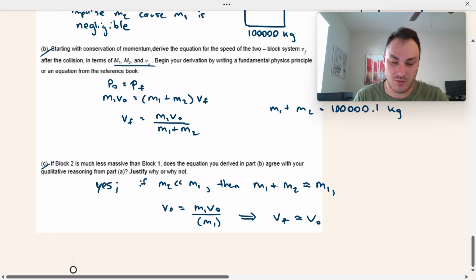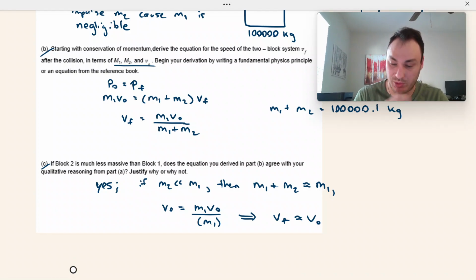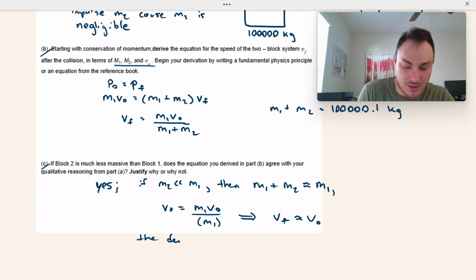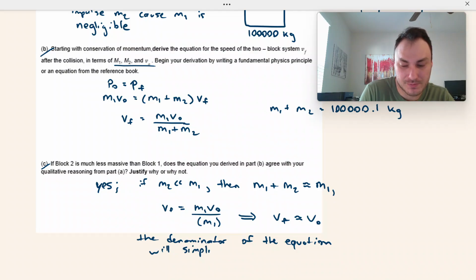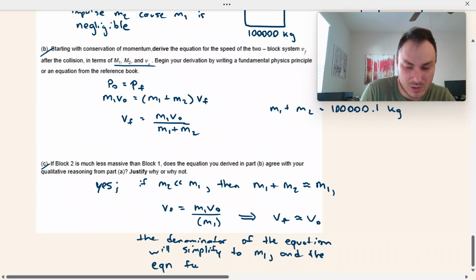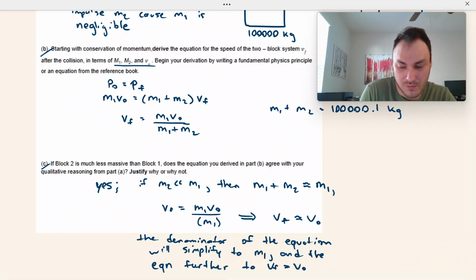So just putting that in words: if M2 is much less than M1, then the denominator of the equation, M1 plus M2, will simplify to M1, and the equation simplifies further to V final equals V initial.